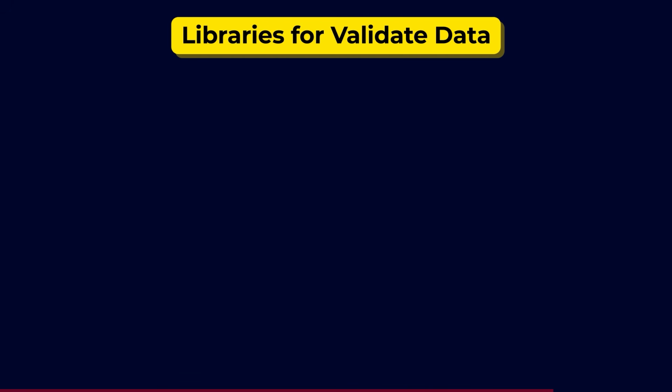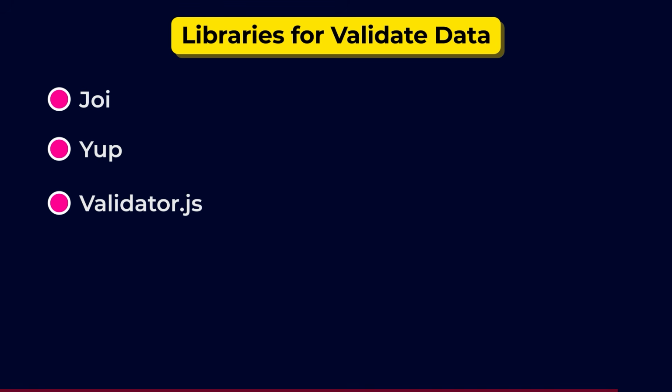Yes, we have special libraries for validating the user data. First one is Joi. This is one of the most popular and robust data validation libraries in Node.js, and we will also use Joi for data validation in this course. Also, there are other libraries like Yup and validator.js. You can use any of these libraries. I personally like Joi, and we will use Joi in the next project.